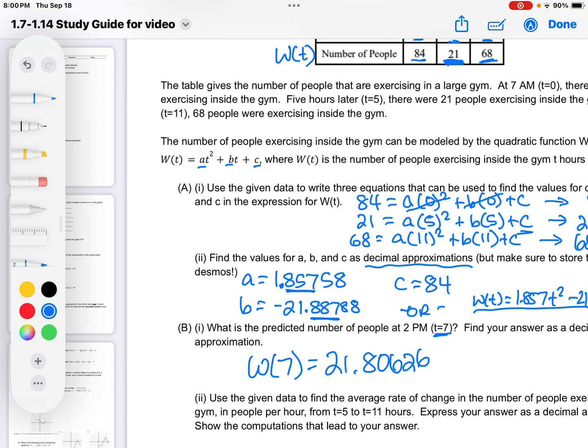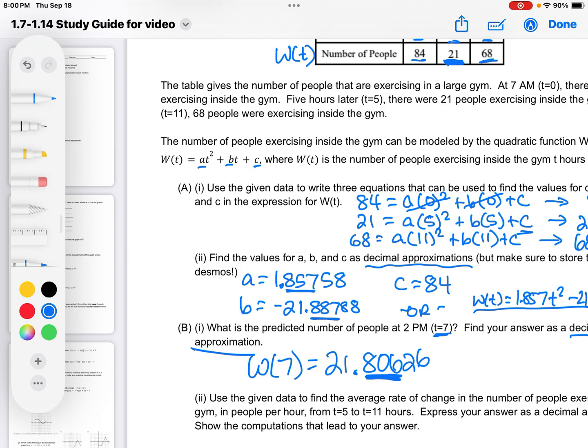Now, I know you might be thinking, Mr. Bear, though, it says what's the predicted number of people. We wouldn't have 0.806 of a person. You're right, but remember, this is just a model and it's an approximation. And it also asks us to give our answer as a decimal approximation. So we are going to give the decimal approximation.